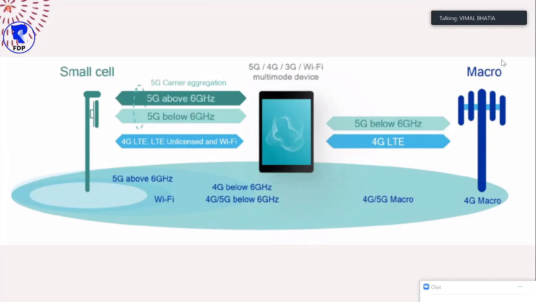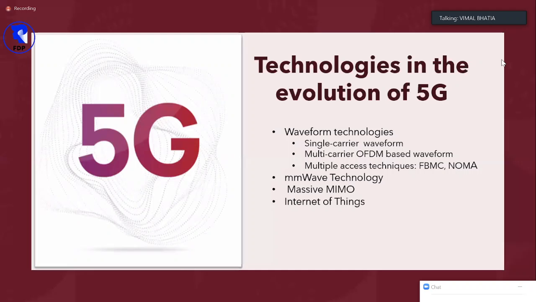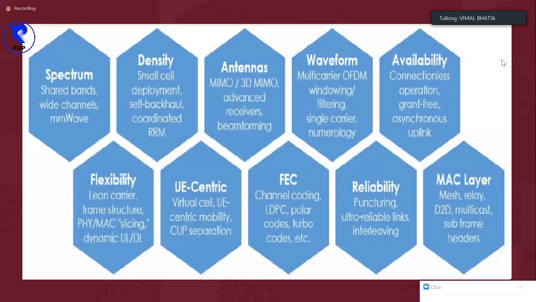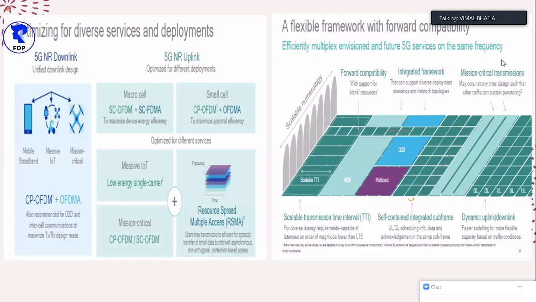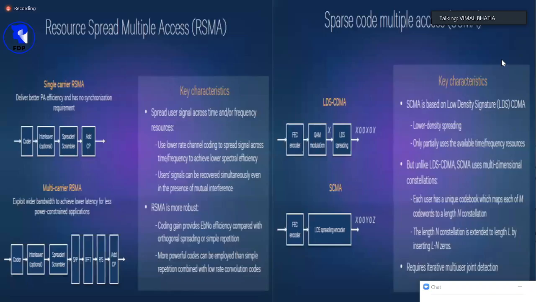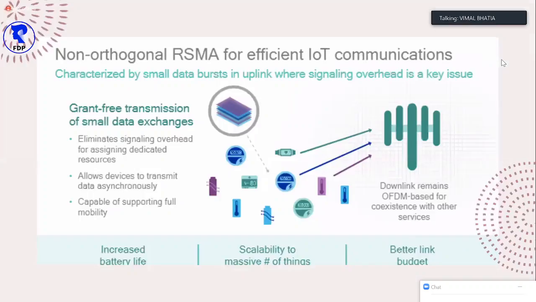So if you're closer to, let's say, the macro base station, it switches to 4G, and when you're moving towards your left hand side with this handset, you get connected to the 5G network. I'll not go into the technology details here, but basically this is something I can. So NOMA, I was telling you about.